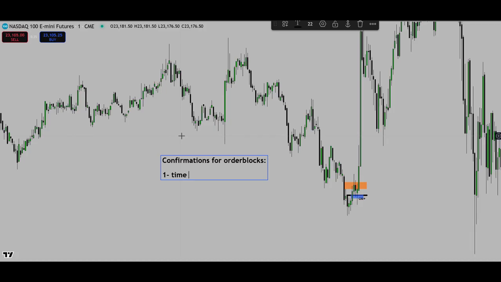You're looking for a kill zone, or in my case, we're looking at the 9 a.m. CR model. We're looking for that order block to form in that 9 a.m. hourly period, or the 10 a.m. for that matter. Number two, what else are you looking for?